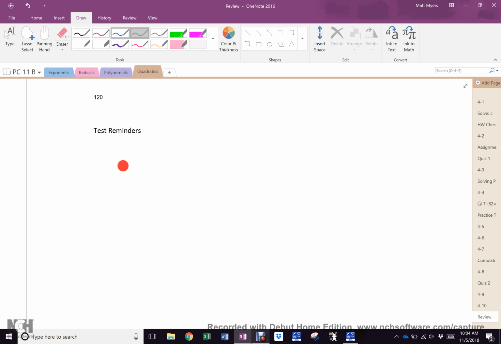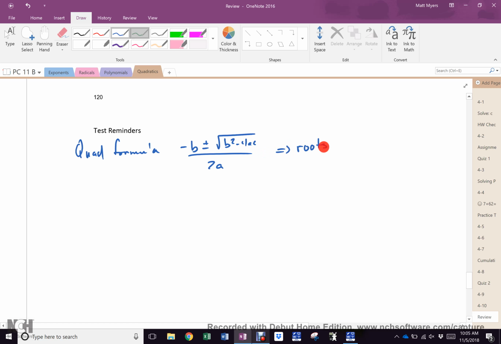What are some stuff that we can put on this page? Anything. The quadratic formula. Do you have to memorize it? No. But the quad formula has been suggested. Negative b plus or minus square root b squared minus 4ac over 2a. What does that give us? That will give us the roots. Which are what? The roots have another name. What are they? They are zeros. They have a third name. What are they? X-intercepts. Oh, look at you guys.